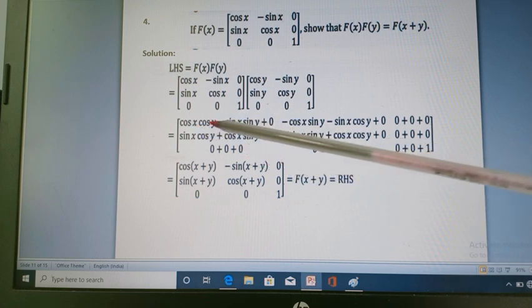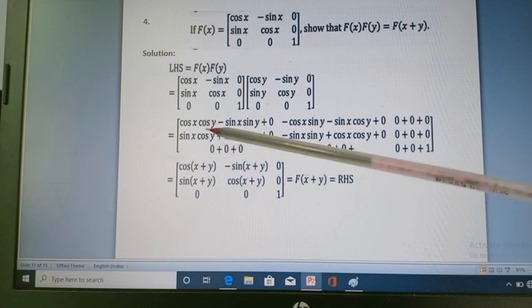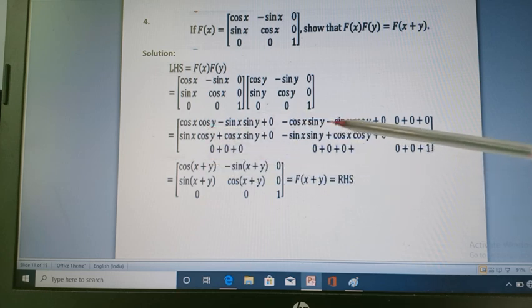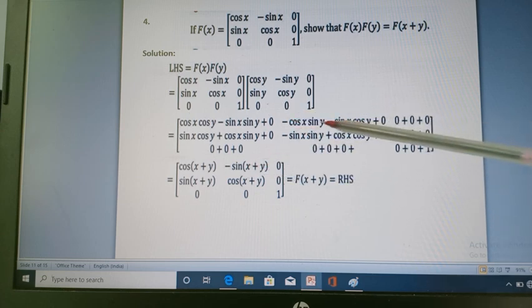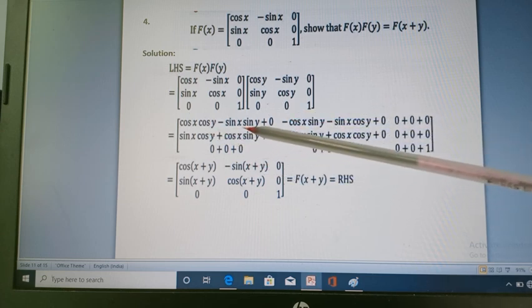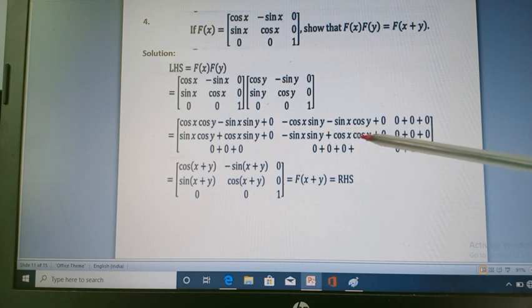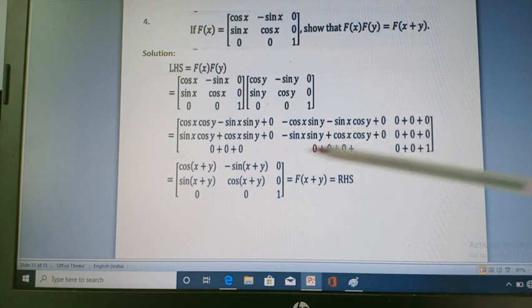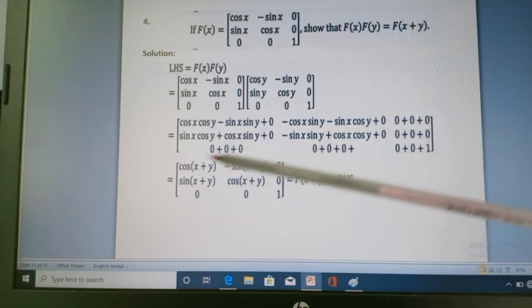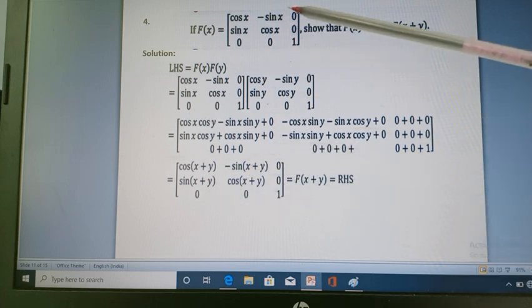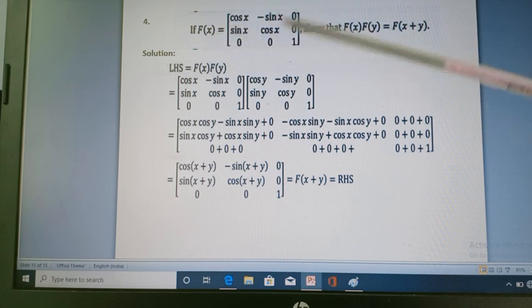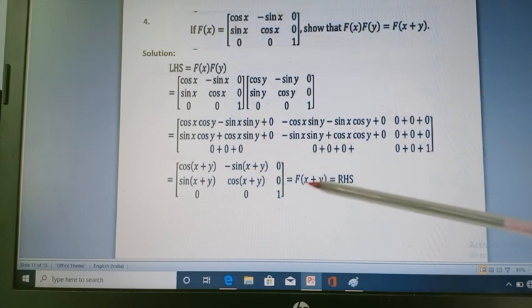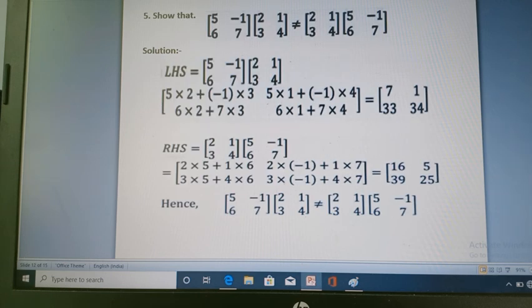This is the trigonometric formula, cos(x plus y). This is the trigonometric formula, minus of sin(x plus y). You can take minus common, and here it is sin(x plus y). Here it is cos(x plus y), 0, 0, 1. Now if you compare with the given matrix, if you put x plus y in place of x, we will get the same matrix. So this we can write f of (x plus y). So this way we can find the answer. I hope students you understood.